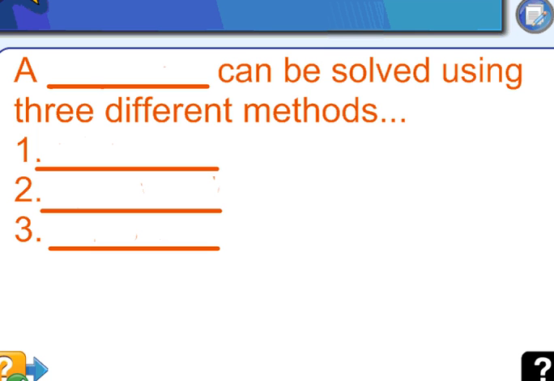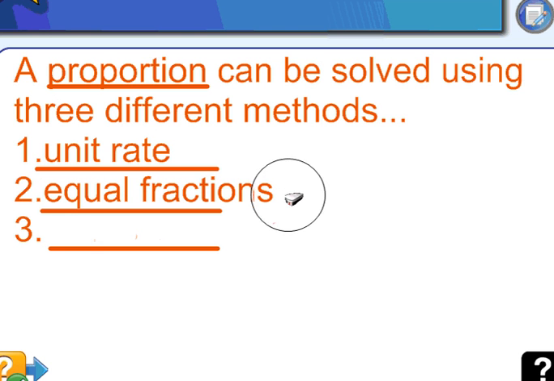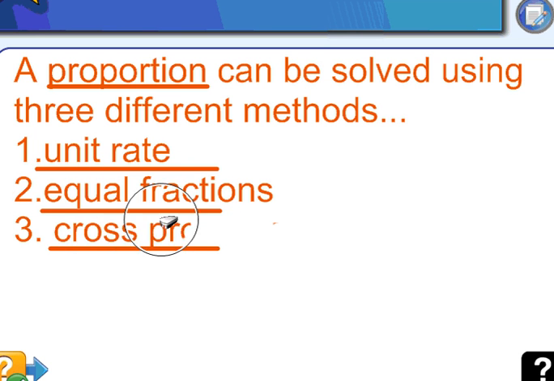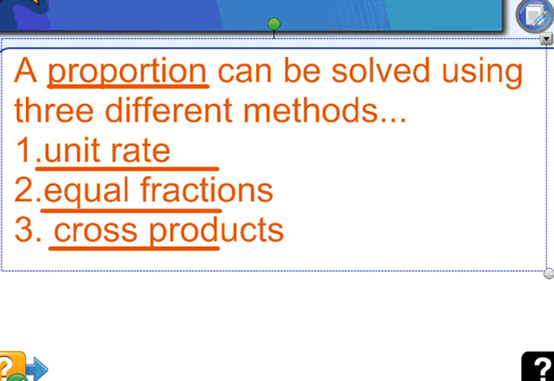The nice thing about proportions is that we can solve them in three different methods. The first method that we're going to talk about is called unit rate, which should sound a little bit familiar. Another way that we're going to solve these is with equal fractions or equivalent fractions. And the third way, which you may remember from 6th grade, everybody's favorite, cross products or cross multiplication.